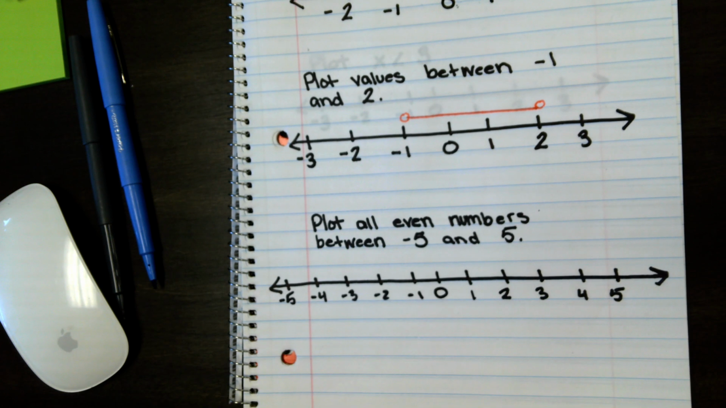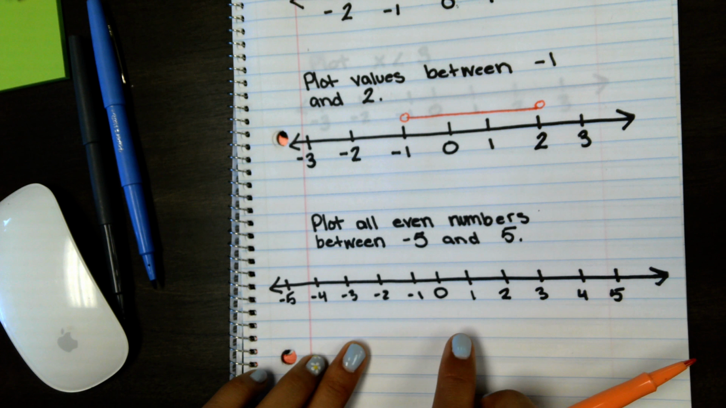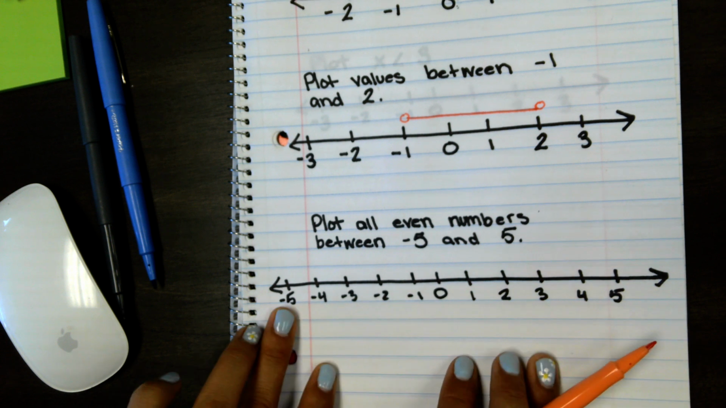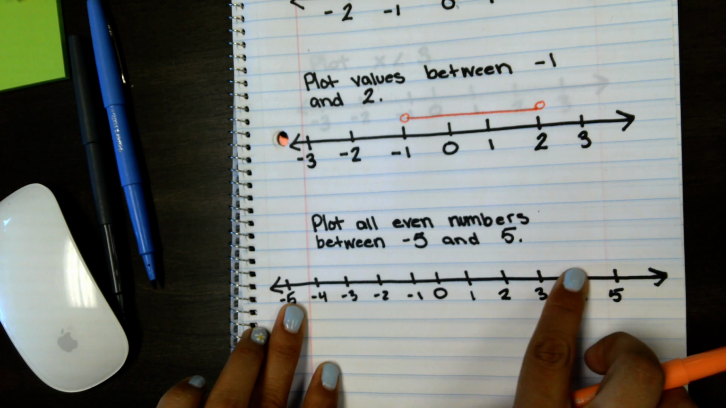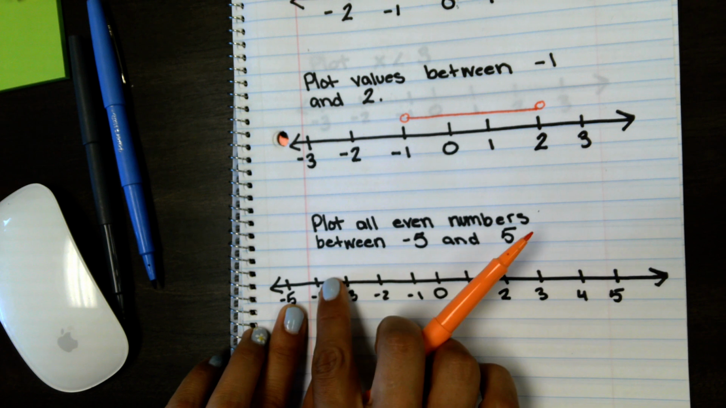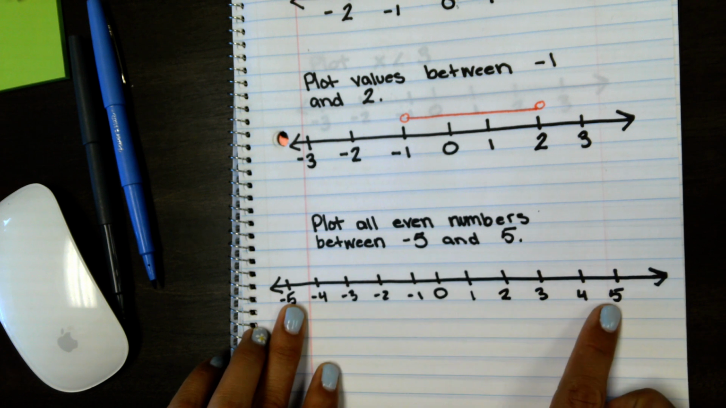Okay, this says to plot all even numbers between -5 and 5. So we have -5 and 5. But we only want to plot the even numbers between them. So we don't need to draw circles for -5 and 5. We don't need to draw a line because we don't have to capture everything. We just have to capture the even numbers or the numbers divisible by 2.